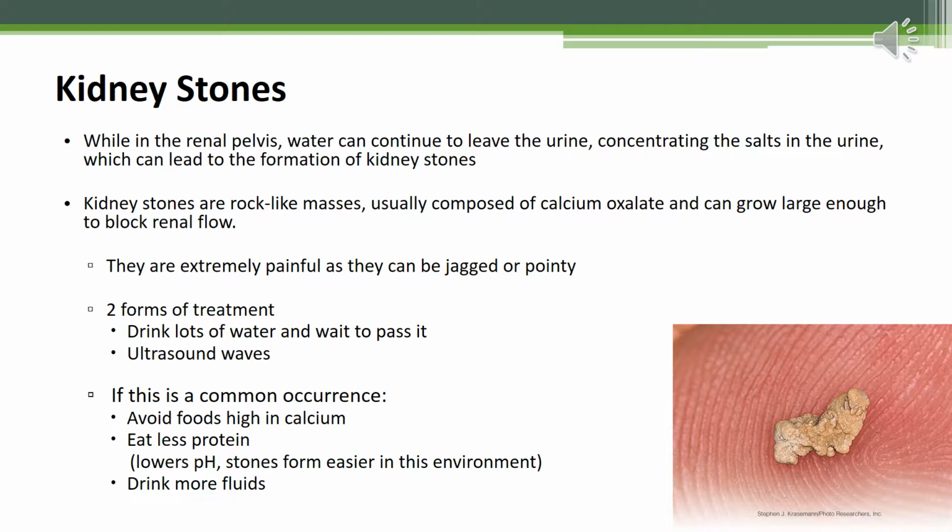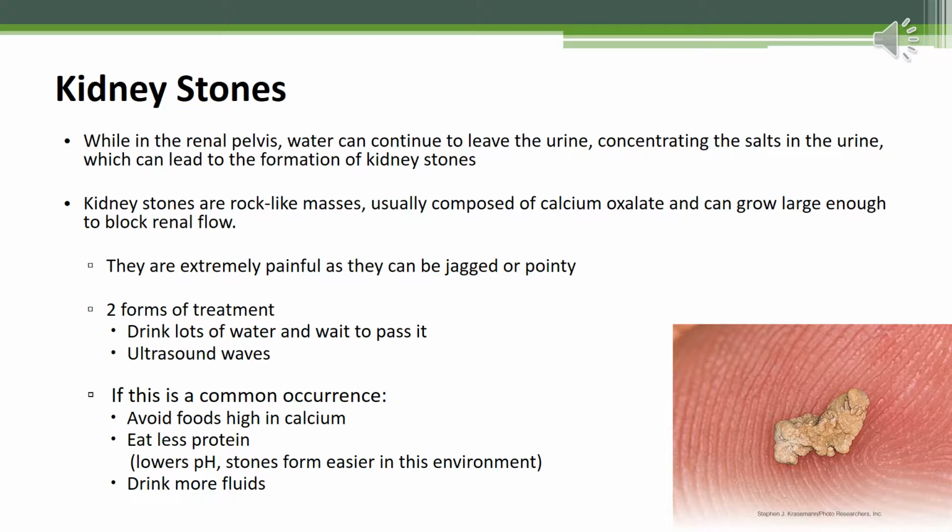There are two forms of treatment to get rid of kidney stones. The first one is to drink lots of water to push the stone through the urinary system and just wait for the stone to pass out in the urine. Ultrasound waves can also be used, and these are fired at the stone, and they cause the kidney stone to break into smaller pieces, and then these small fragments are passed through the urine.